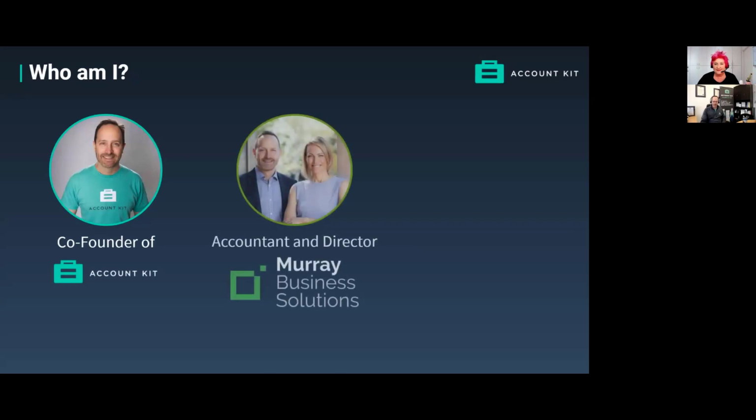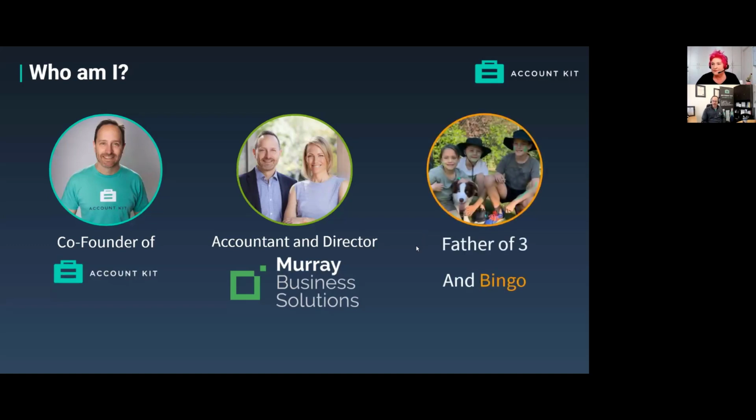But I am the co-founder of AccountKit and director of Murray Business Solutions with my beautiful wife, and I'm also a father of 3 and our very special dog Bingo. I had to include Bingo because obviously Heather's got a beautiful border collie puppy as well. So they are the loves of my life.